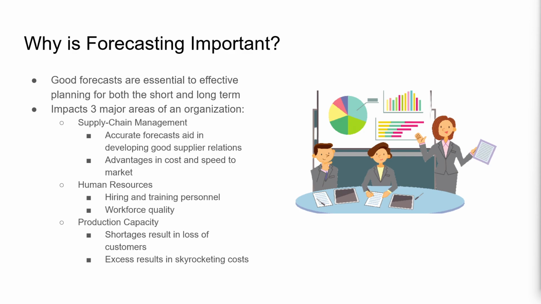Accurate forecasting aids in developing good supplier relations and provides advantages in cost and speed to market. The second area is human resources. Accurate forecasts are vital in the hiring and training of new employees, which has a direct effect on workforce quality. The final area is production capacity, where poor forecasting can result in shortages or excesses. Shortages can drive customers away, and excess can lead to skyrocketing production costs for materials that do not have a buyer.